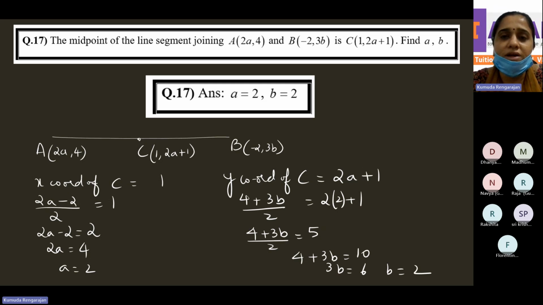So how do you find the x coordinate of C? x1 plus x2 by 2. So 2a minus 2 by 2 is equal to 1. And how will you find the y coordinate of C? y1 plus y2 by 2. 4 plus 3b by 2. So on working this, we'll get the values of a and b.